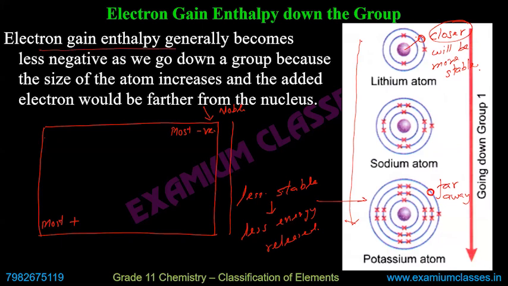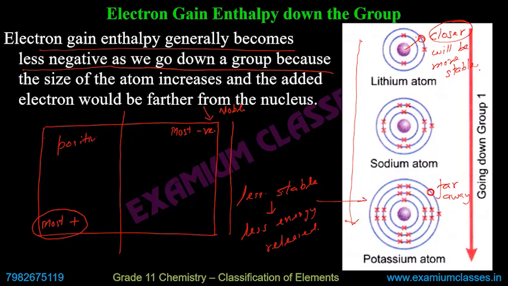So electron gain enthalpy generally becomes less negative as we go down the group. Less negative can be in case of left elements. It will rather become positive. So in this region, it will be rather positive. The only thing will be here, it will be less positive. Here it will be more positive.